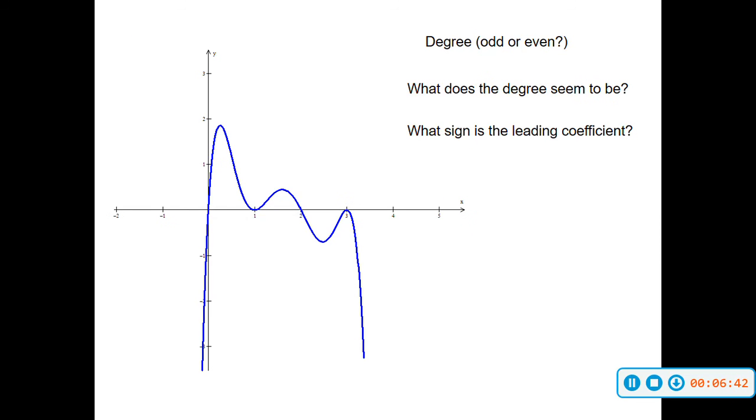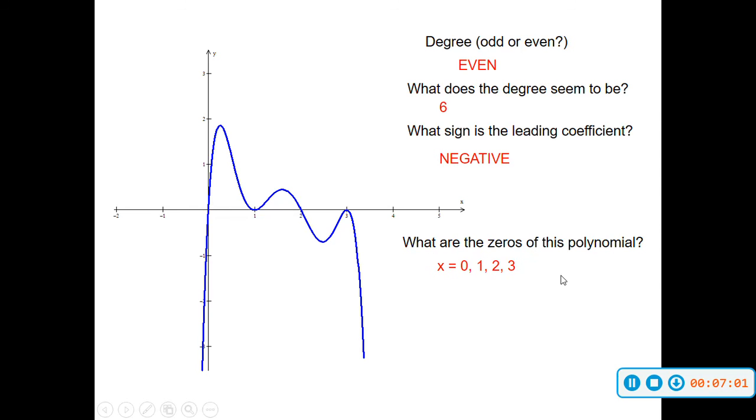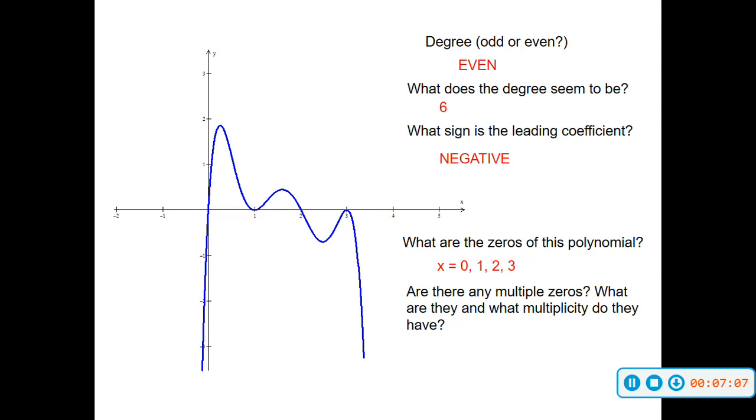So now this one, is it odd or even? Even. What degree do you think it is? 6. Positive or negative? Negative. Okay, what are the zeros? 0, 1, 2, 3. Are there any multiple zeros? Yes. Where are they? 1 and 3, and they have a multiplicity of 2. Okay, as soon as we get finished with this, we're going to look at a couple that have a multiplicity of 3, and then we'll relate this multiplicity of 2 to stuff we did in Chapter 4.